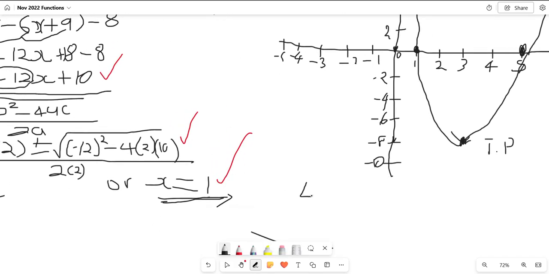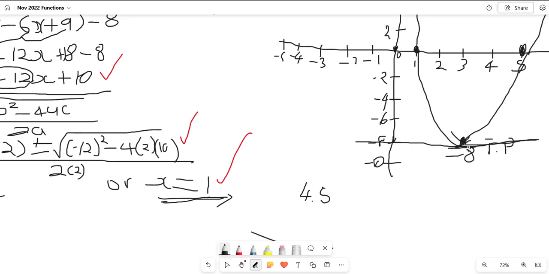We are required to write the range. Then the range, we check the y. We see on the y that our parabola starts here. This is where the parabola starts. What is the y here? The y here is negative 8. That's where the parabola starts.